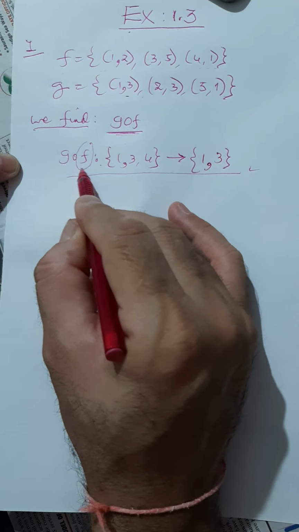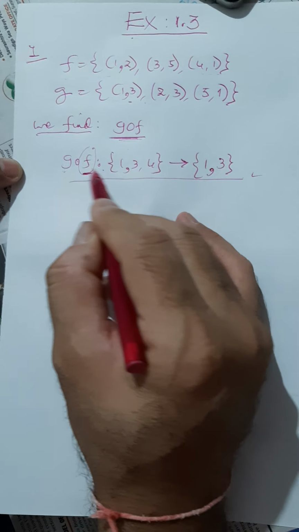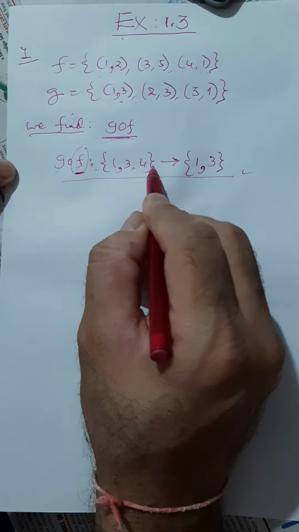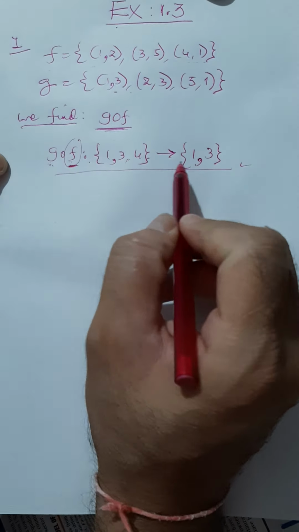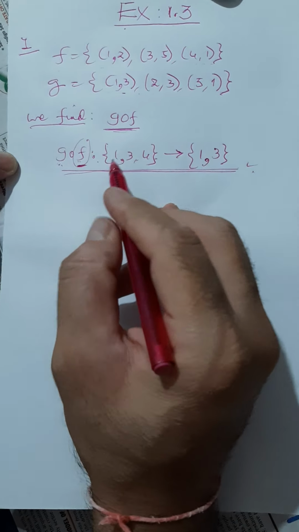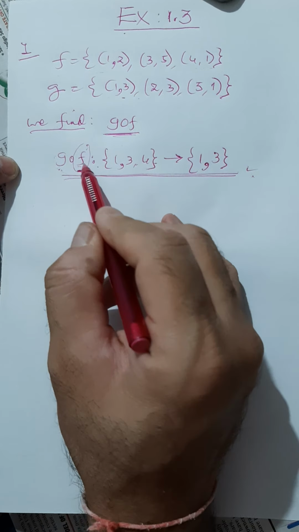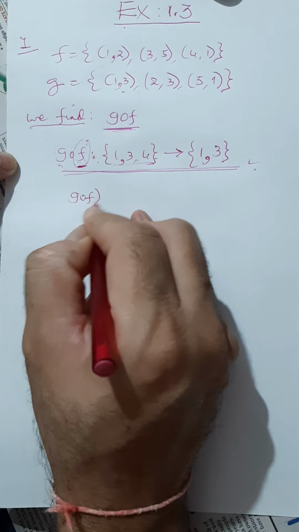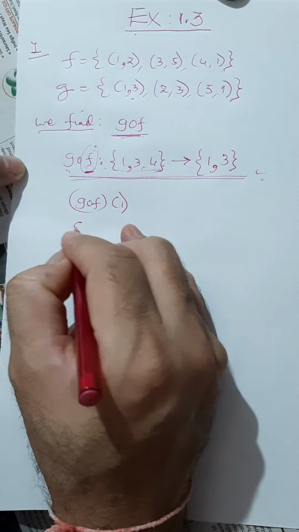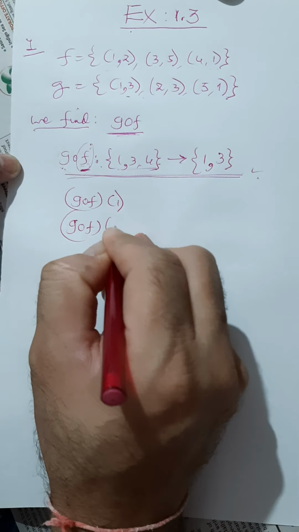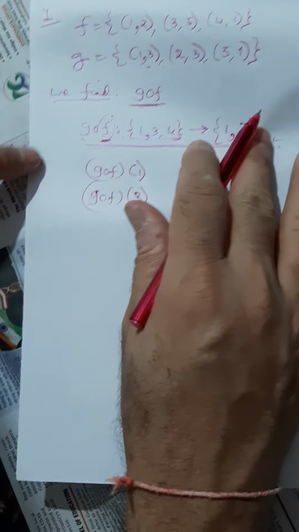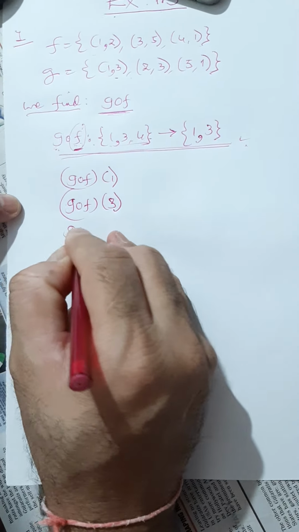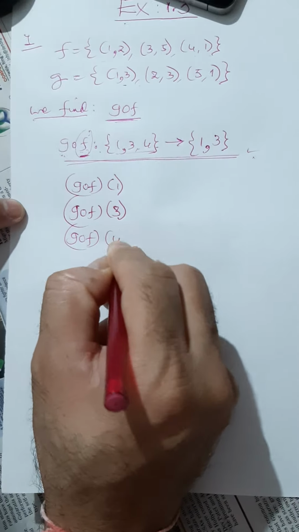Have a look at the question. This is a function from the domain of f to the codomain of g. Domain of f is 1, 3, 4. Codomain of g is 1, 3. Now, your domain of this function has 3 members. So, you have 3 ordered pairs. So, first g of f at 1. Then g of f at 3. And then g of f at 4. We find this.